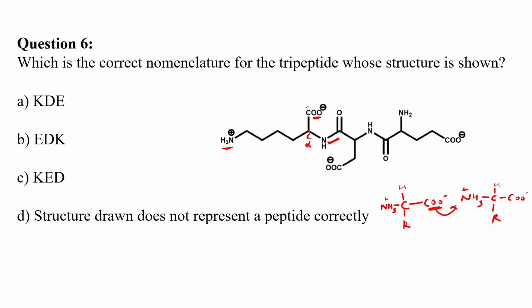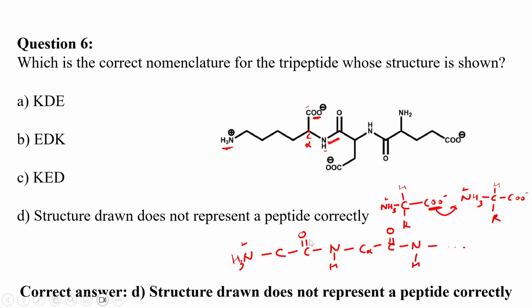The correct form should have the carboxylic group forming the peptide bond with the amino group of the next amino acid. So basically it should be the amino group, the alpha carbon, the carboxylic group, and then the amino group of the next amino acid, again the alpha carbon, and then again the carboxylic group of the amino acid and the amino group of the next amino acid, and so on. Okay, so this should be the correct representation of a peptide. Is this clear?